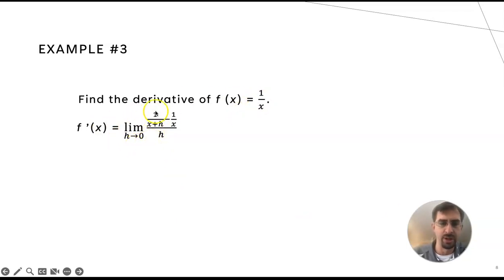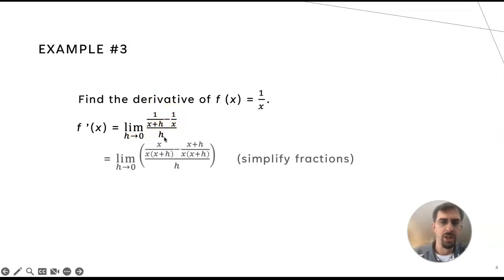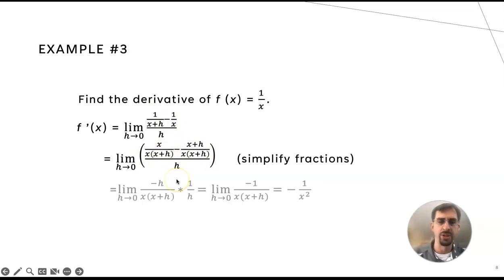Limit as h goes to 0 of (1 over x plus h minus 1 over x) all over h. We can simplify our fractions in our numerator by finding a common denominator. So on the left, I get x over x times (x plus h), minus (x plus h) over x times (x plus h). So I just found a common denominator, and everything is over h.